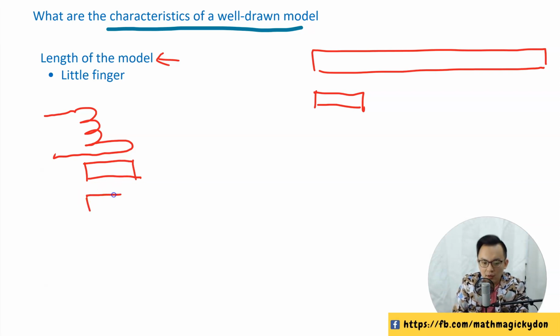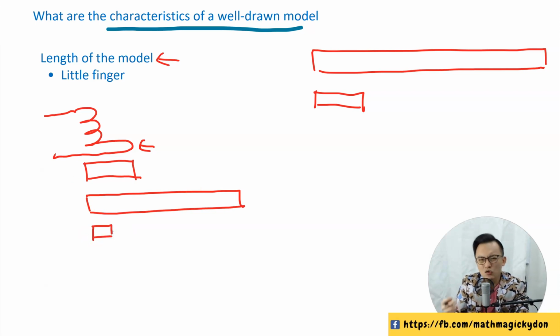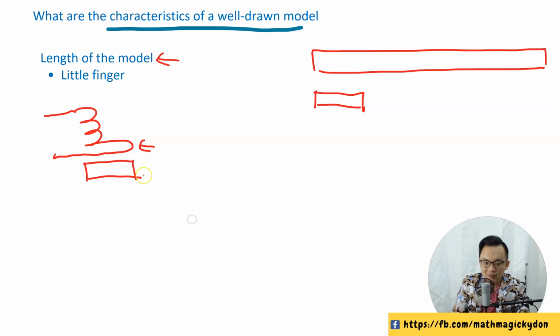I always ask them, if this is your little finger, is this model correct? No, it's not correct. Is this model correct? No, it's not correct. So don't draw 3 times the length of a little finger, or half, or 1 part. Your little finger is divided into 3 parts, right? Don't draw just 1 part of it, because that's way off the length of a little finger. Roughly this length.